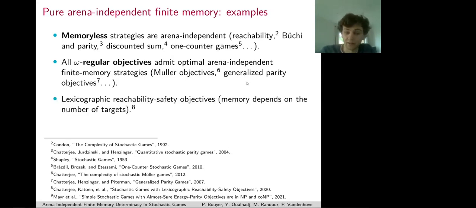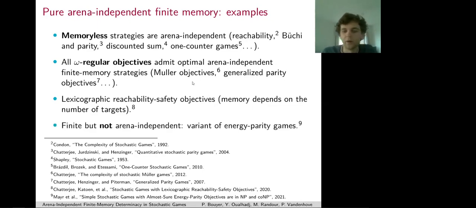A recent and interesting example is given by lexicographic reachability-safety objectives, which is an objective very specific to stochastic games, in which you want to visit or avoid certain targets with some preferences between targets. And here, the memory actually depends on the number of targets, but that's fine, since you can fix the number of targets before looking at arenas. So given a fixed number of targets, you can find a memory structure that suffices, no matter how large arenas using these targets are.